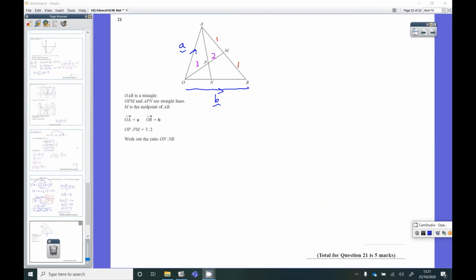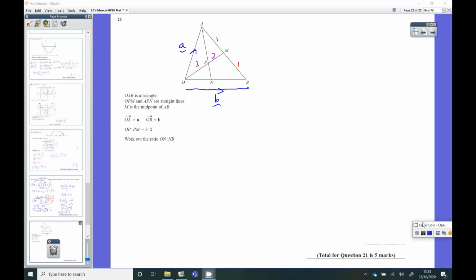Okay, now for question 21, which I think is very difficult and the hardest question on the paper. So this might take me a while. So I've started off already by labeling up the diagram. Okay, so we know that going from O to A is vector A, going from O to B is vector B. We're told that OP to PM is 3 to 2, that's the bit in purple, and we're told that M is the midpoint of AB, hence why we've got A to M and M to B both being 1 each.